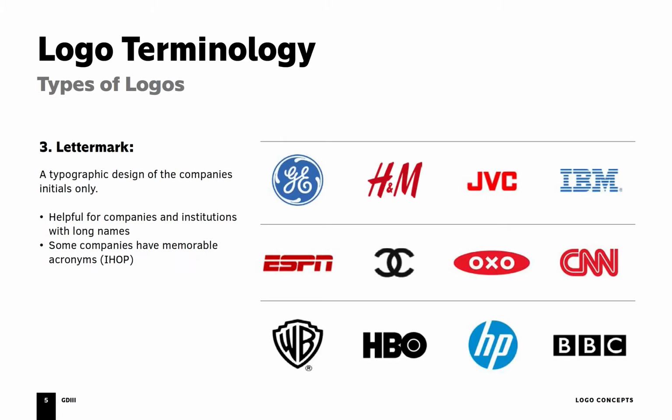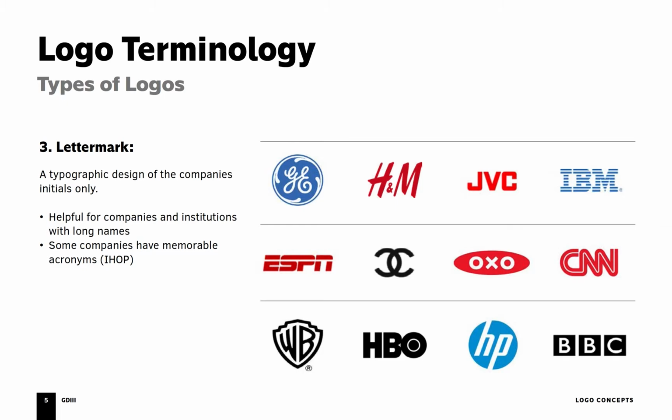All right, the last category is a letter mark. And this is a typographic design that deals with initials only. So pros and cons to this: it can be helpful for companies and institutions that have really long names. Hewlett Packard coming down to HP, or British Broadcasting Channel, right? Even General Electric, those are two really long words. So being able to condense those things down can definitely be helpful.